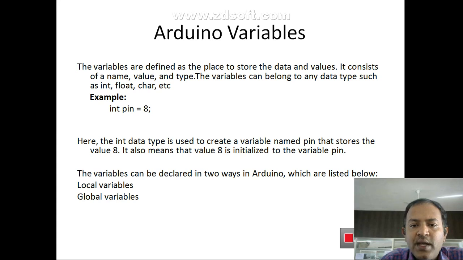How are you going to declare these Arduino variables? If you are using an integer variable, you have to mention the equal sign and after that a semicolon. Otherwise, if you do not use the equal sign and so on, it will be an error.